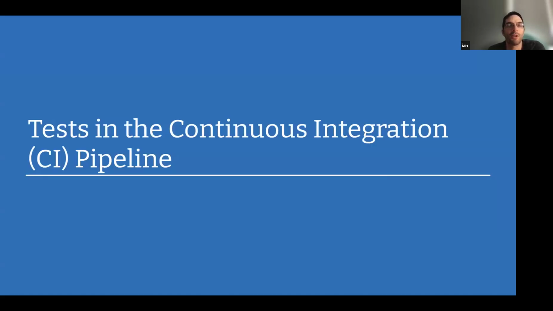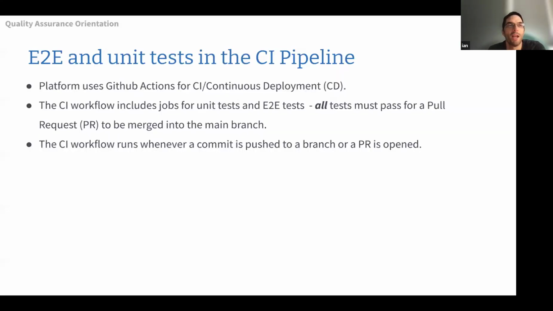And another issue that I think is definitely worth talking about, partly for development and partly for trying to generate your artifacts, is the tests in the continuous integration pipeline, or the CI pipeline. So the end-to-end and the unit tests run in GitHub Actions, in a CI/CD pipeline. There is a CI workflow that includes jobs for the unit tests and the end-to-end tests. And every time you open a PR, this workflow will run.